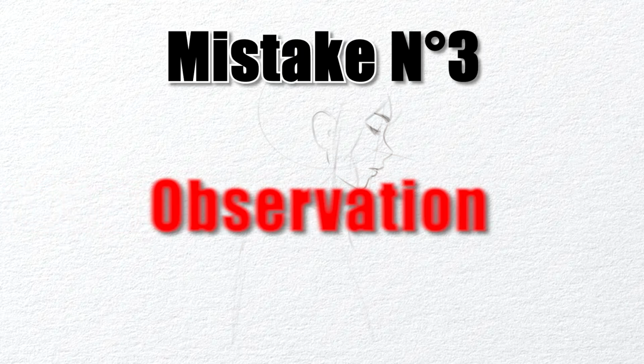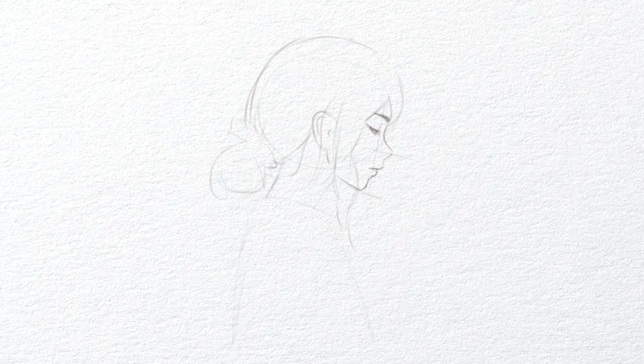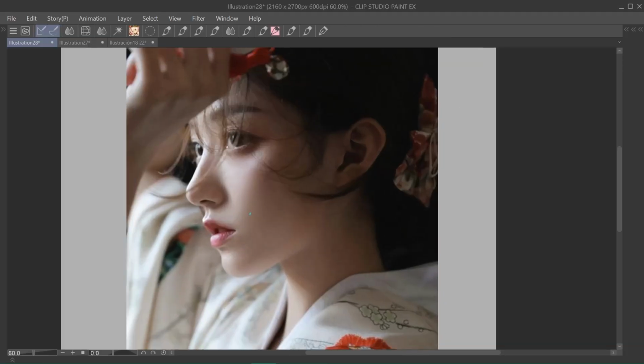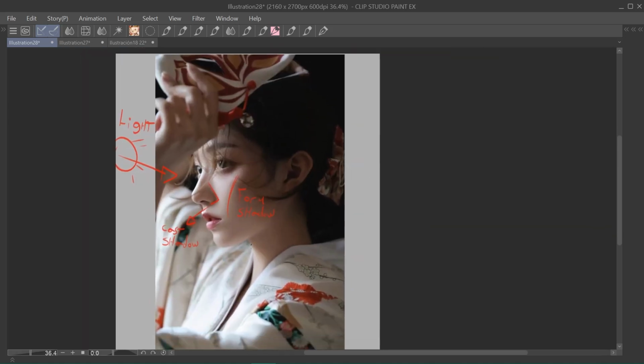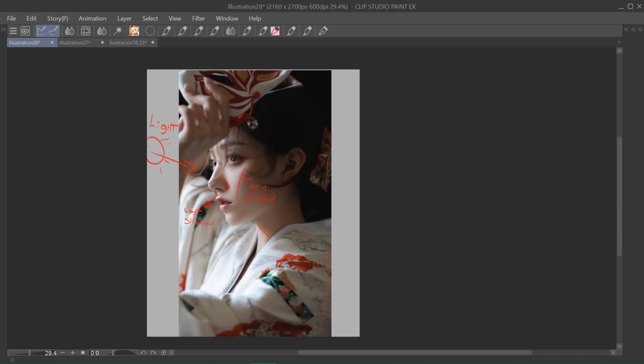Mistake number 3, not observing the right way. First, let's start by understanding what observation is. So when looking at a reference to study it, you're trying to process what you see, extract information, and simplify it, like understanding the perspective, seeing the shadows and where the light is coming from, proportions, etc.